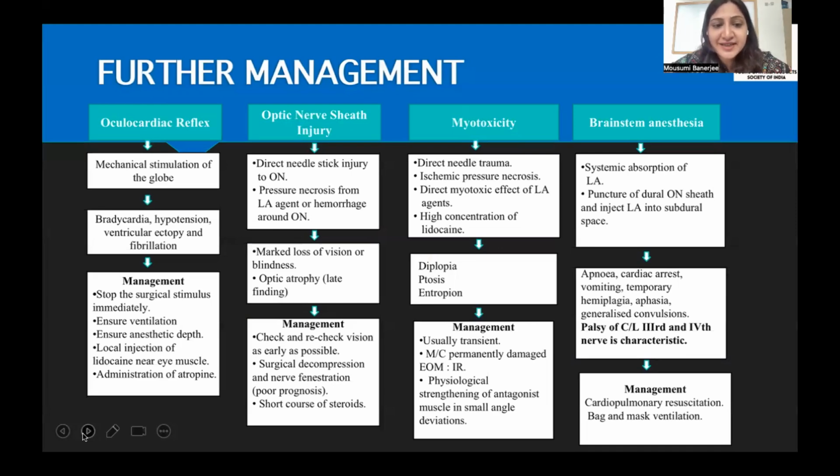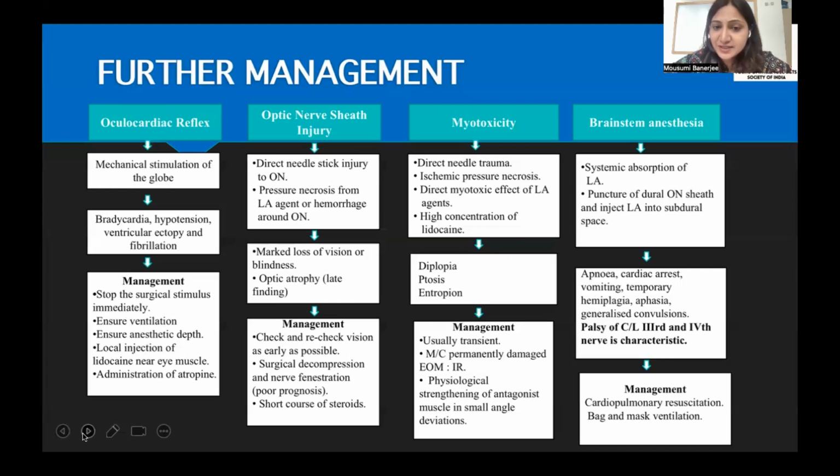Optic nerve sheath injury can happen due to direct needle stick injury to the optic nerve, or due to pressure necrosis from local anesthetic agent or hemorrhage around the optic nerve. Patient will present with marked loss of vision or blindness, and optic atrophy can be noted in later stages. So we need to check and recheck the vision as early as possible in such cases. Surgical decompression and nerve fenestration has been attempted. However, it carries a poor prognosis. A short course of steroids can also be given.